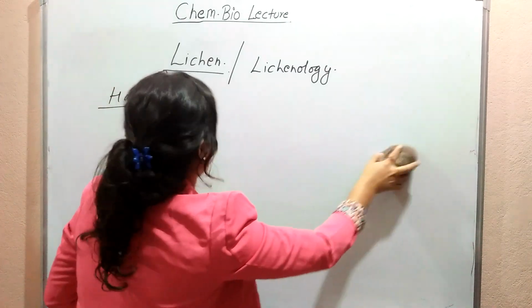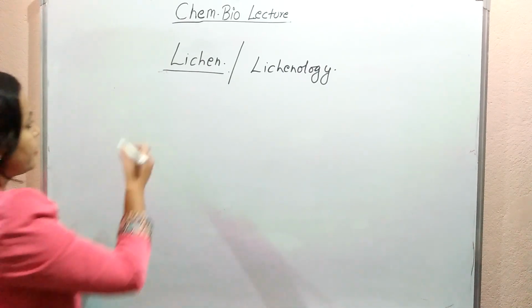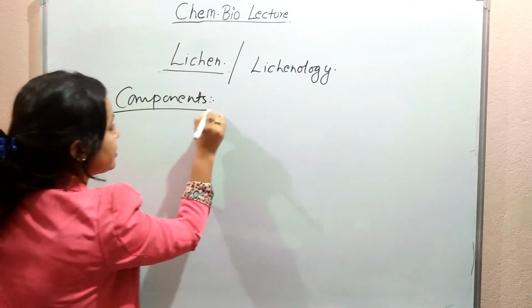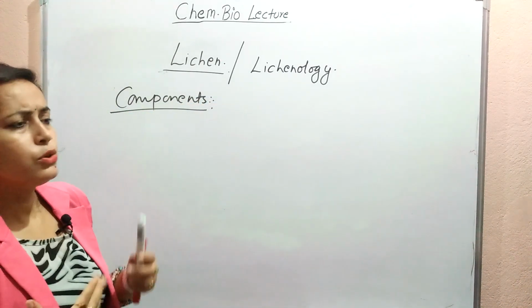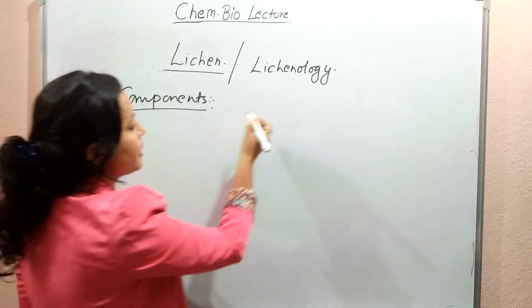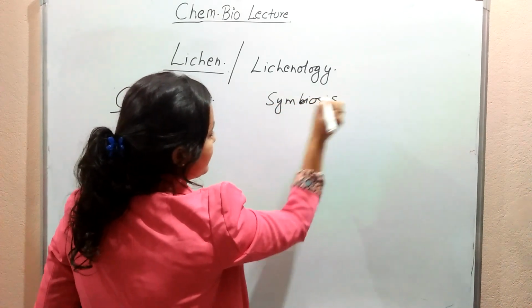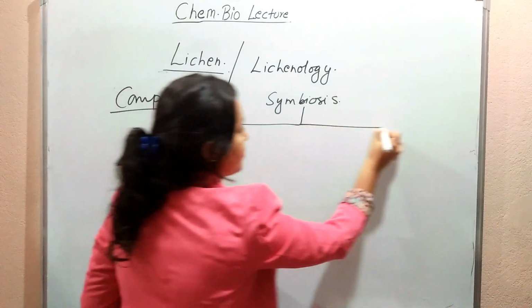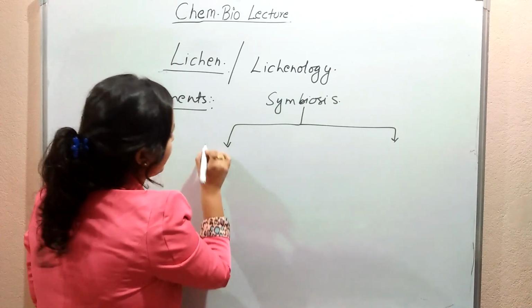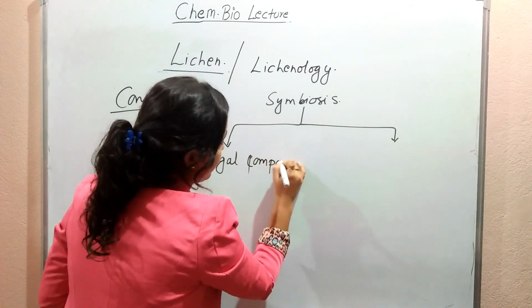Okay, so now let's look at the components. We discussed that lichen is not an individual organism, so we need to discuss their components. So what are the components? Basically two components, and let me start with the relation, that is a symbiosis relation. Which kind of partners do they have? Algal partner and fungal partner. Let me write fungal partner here. So fungal component I'm writing, fungal component.